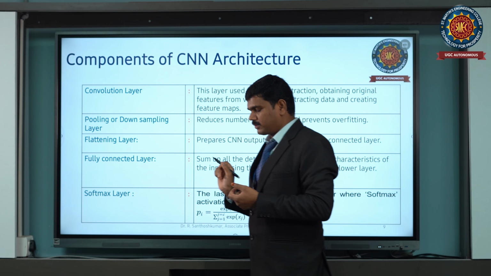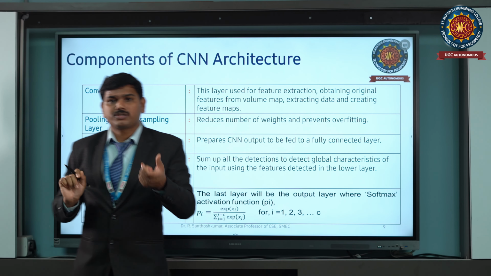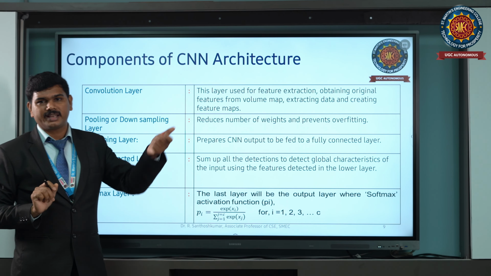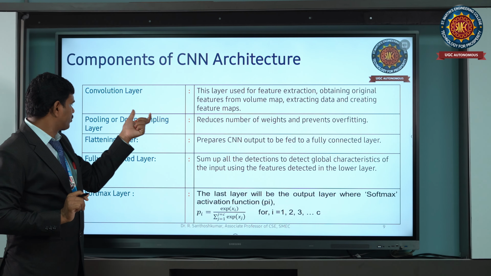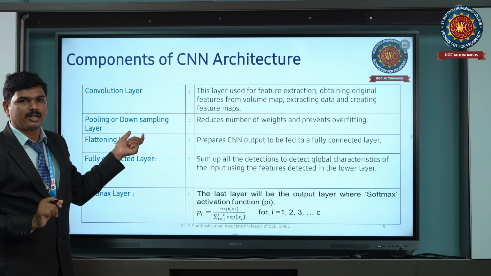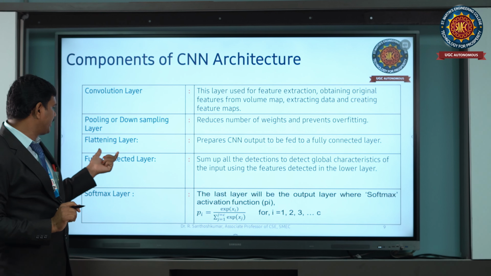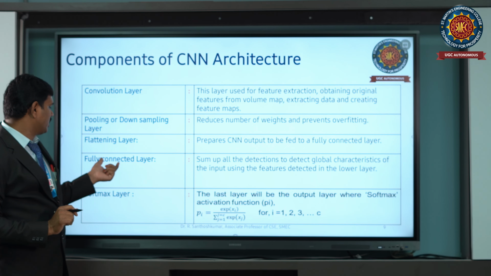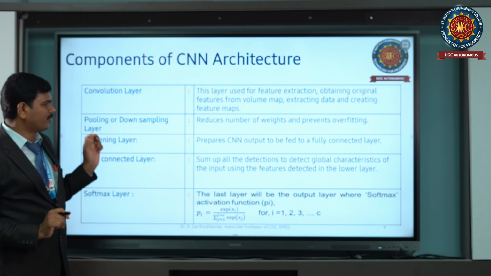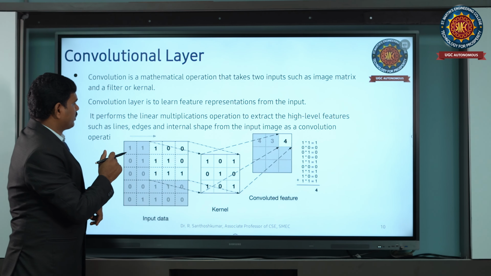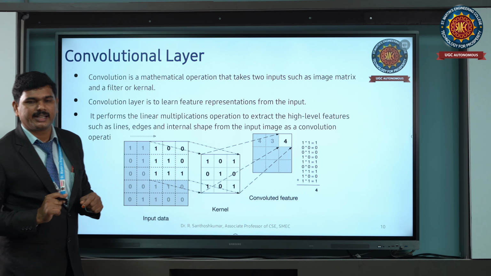Next, components. The basic convolutional neural network consists of four main layers: convolution layer, pooling or downsampling or subsampling layer, flattening layer, fully connected layer and softmax layer. So let's see one by one in detail.